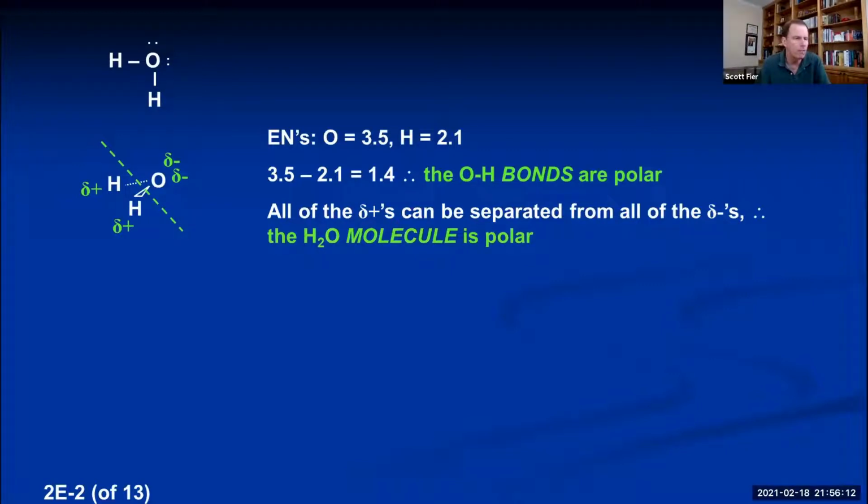So in this analysis, which is very pictorial, if you can draw the correct shape, label every atom as positive or negative, and then draw a line separating all the positives from all the negatives, that proves the molecule's polar. The oxygen end of a water molecule is negative. The hydrogen end of a water molecule is positive. Any questions on what we've done up to this point?